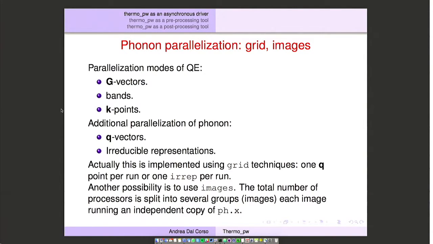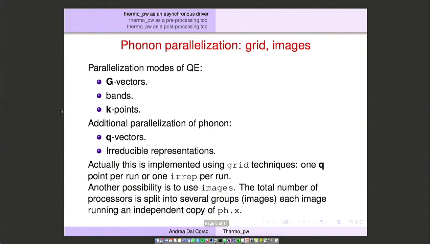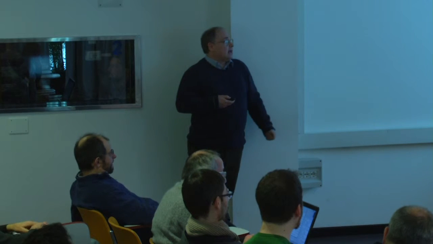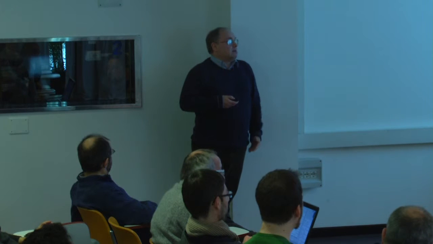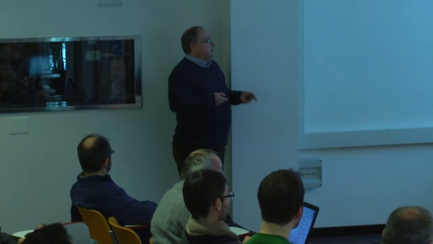And the first idea that we had was to use the grid approach. In the grid approach, basically, what one does is put in the input the Q vector that you want to do and the irreducible representation that you want to do, and you have to set up some scripting machinery that collects all the results and keeps track of where the files are. A difficult task for somebody that starts using the code and has to learn a lot of subtle issues on the phonon.